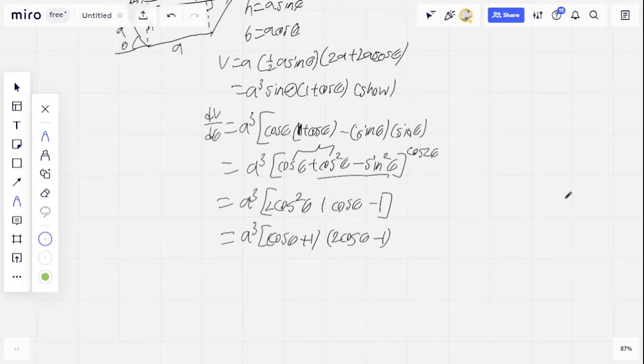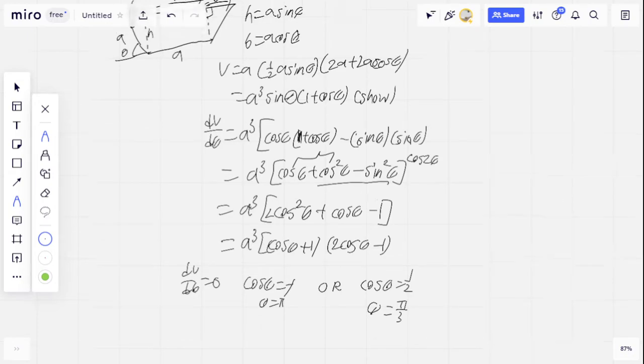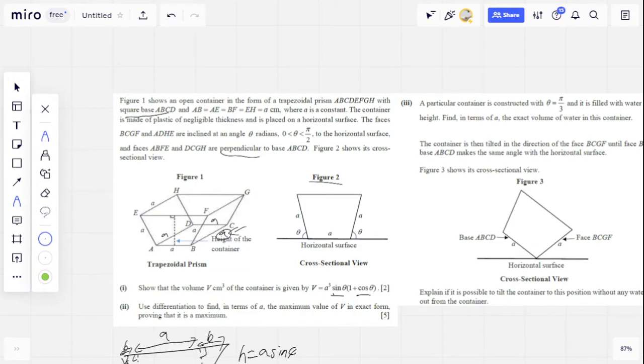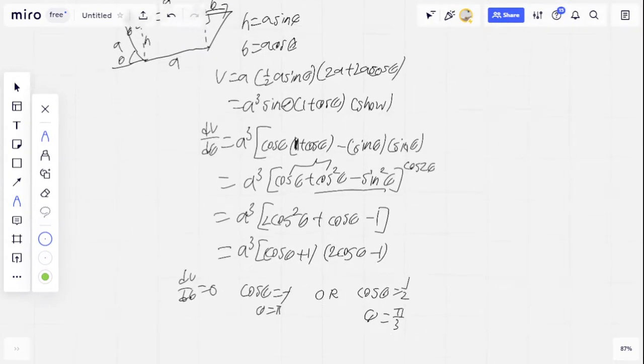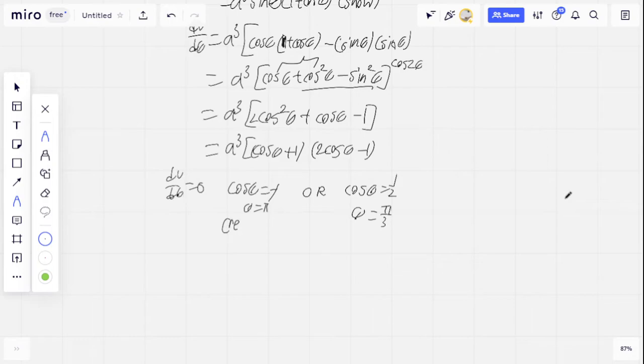From here, dV d theta equals 0. You have cosine theta equals minus 1, theta equals pi, or you have cosine theta equals half, theta equals pi over 3. When you have two options, what do you do? You go back to the restrictions in place. Theta being an acute angle between 0 and pi over 2, you get to reject theta equals pi, and please don't forget to give your reasoning for your rejection. So you know that theta equals pi over 3.